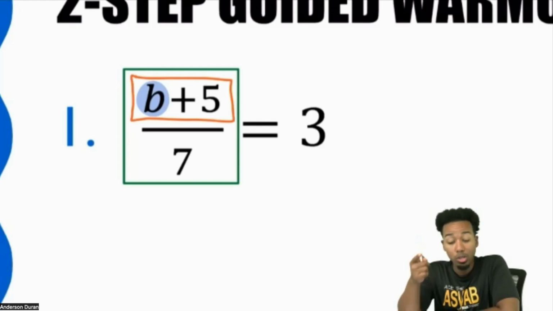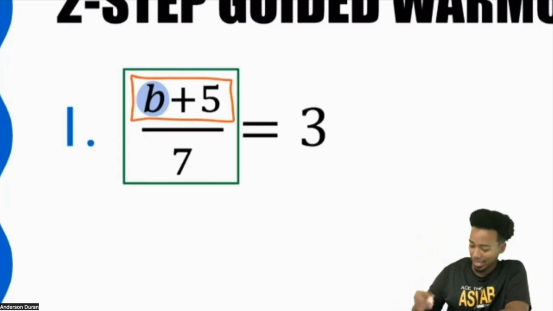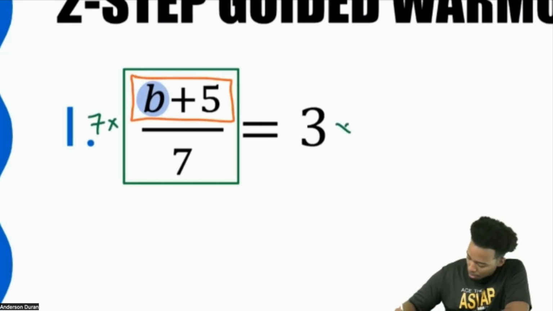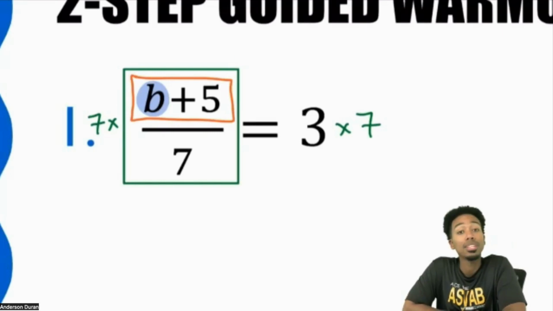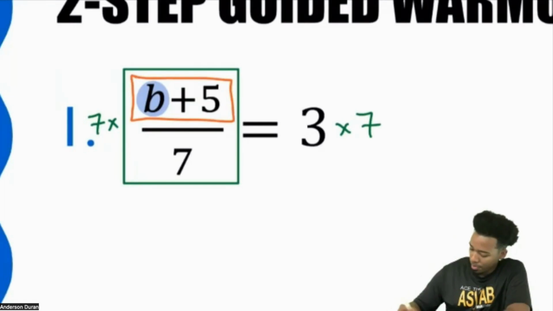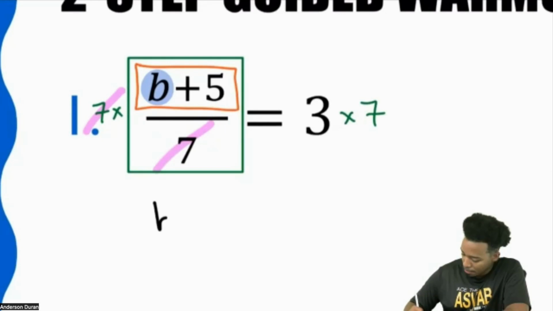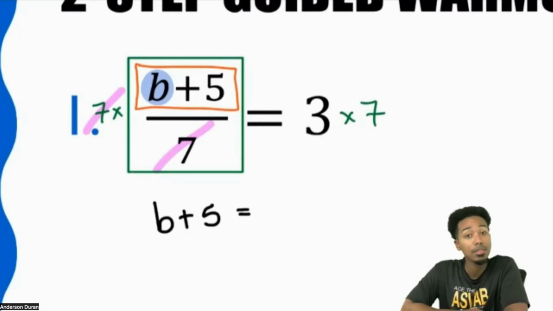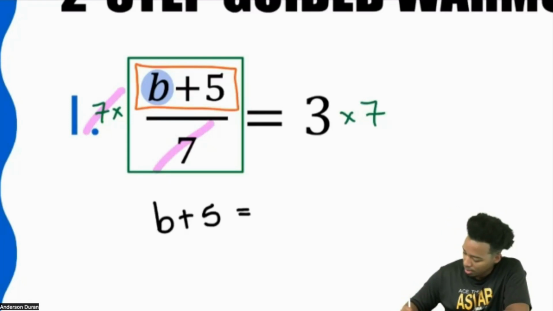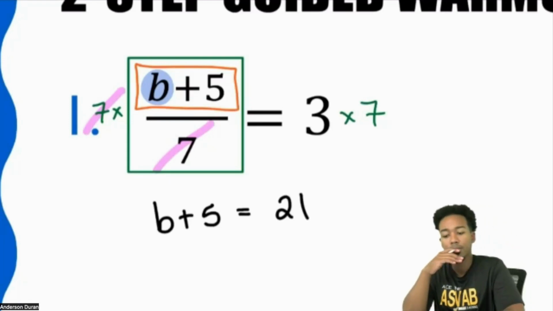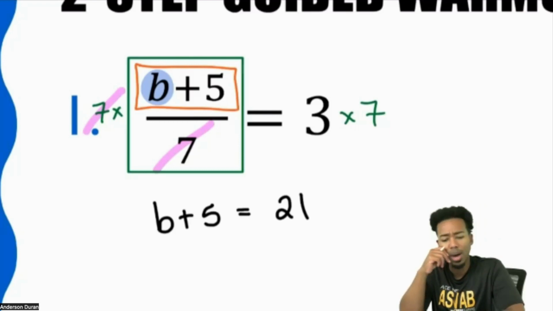Multiply, right? We're going to multiply by 7 to get rid of that. Exactly. We are multiplying by 7 on both sides. Because once we do that, the 7 cancels out on the left side, and we've got b plus 5 equals 3 times 7. 3 times 7 is 21. And now that we're here, wow, didn't this just become a really, really easy problem?